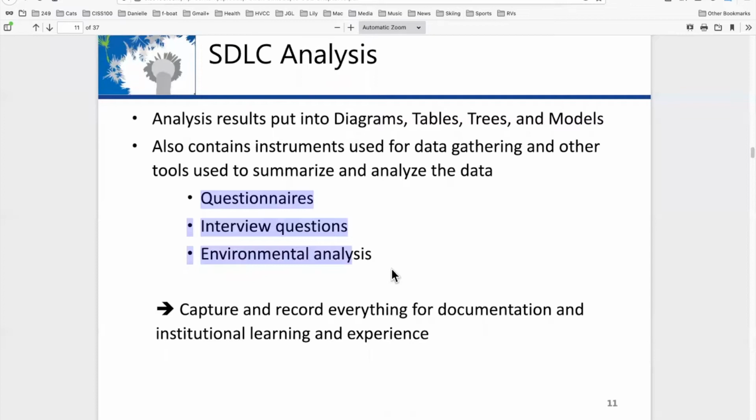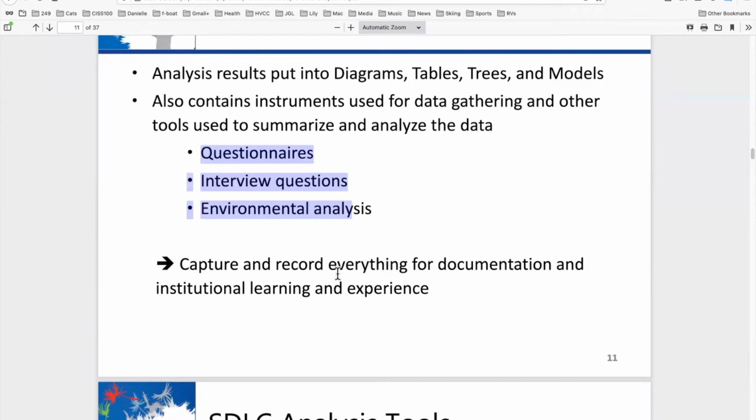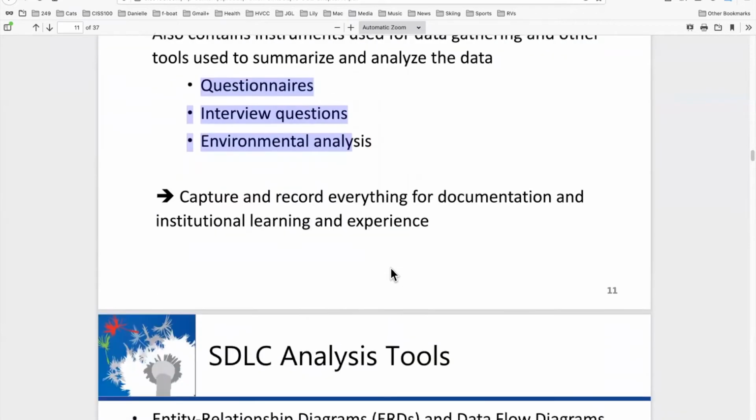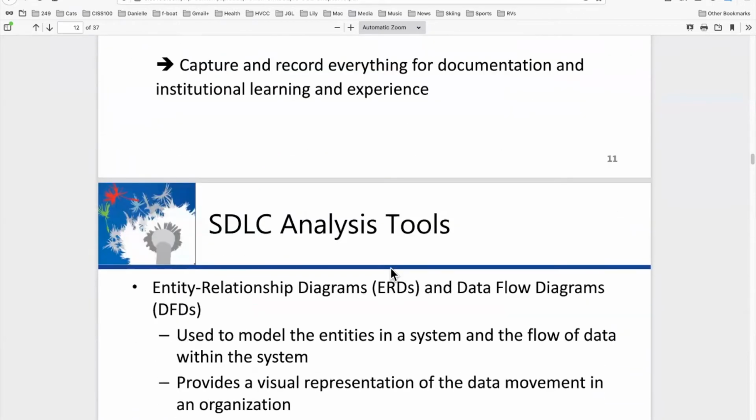Again, we're trying to be complete with our analysis. Recall, information should be complete, accurate, timely, and relevant. If I have the possibility to have a complete information set, it would behoove me to do that because then I can make a better decision. So again, we capture and record everything for our institutional learning and experience.